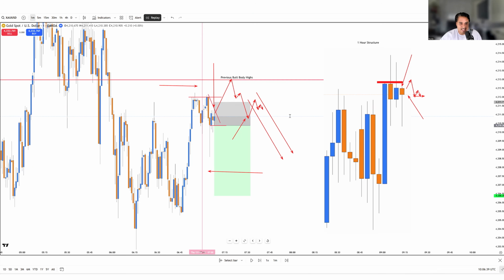What we do is we anticipate the continuation. Note the word anticipate, but we don't front run it blindly. So the process is this. We have here a very nice Audi candle close. We also have here a scenario where price is created but bodies.